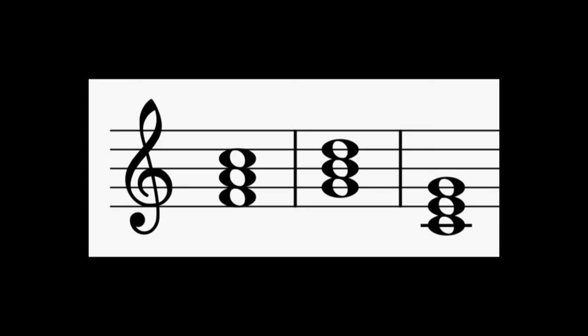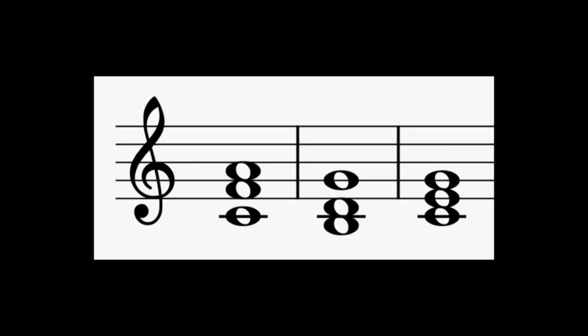Let's take a look at the 4-5-1 progression in the key of C major. These are the chords in the key of C major. They are called C major, F major, and G major. Now like this, there are a lot of notes without any direction. This is why we use the first inversion of F and the second inversion of G, and we get this.